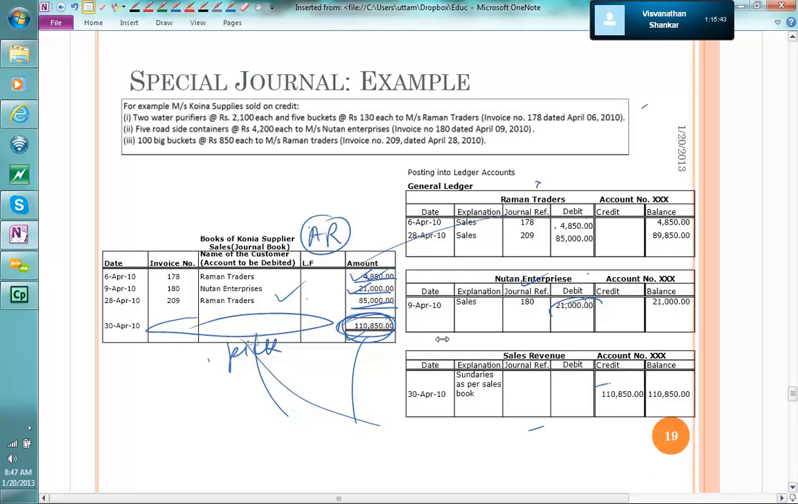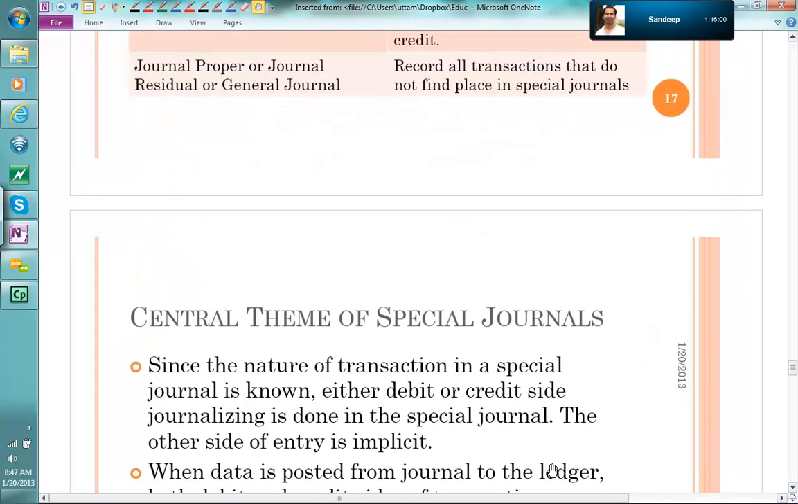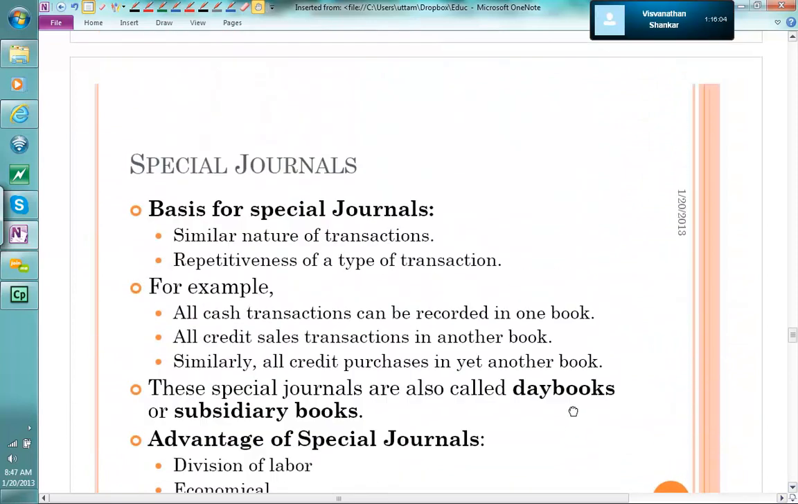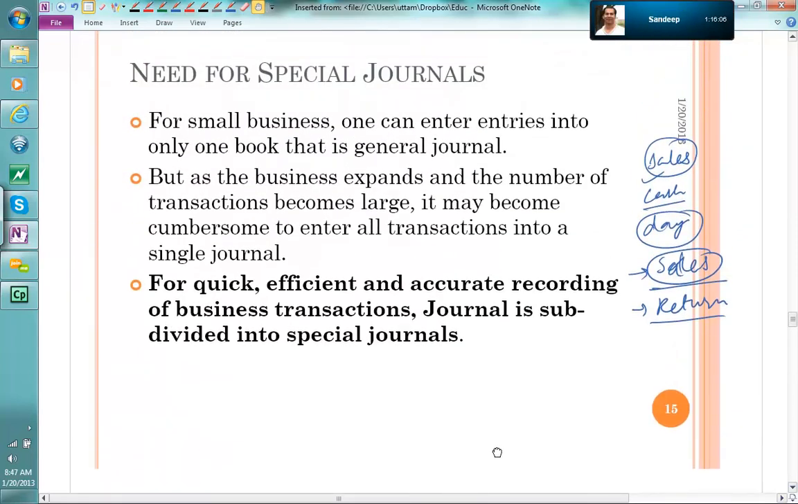Is the process of the special journal clear? Shankar sir, is it clear? Yeah. Okay, good. So let's see that we have covered everything just once again.